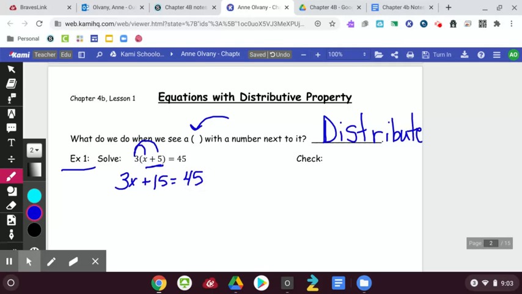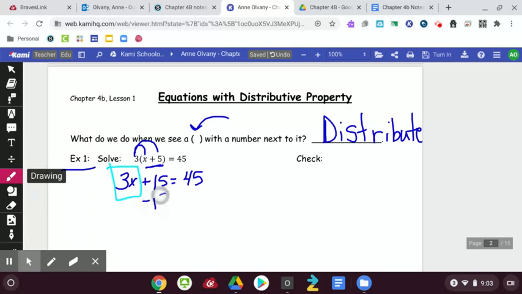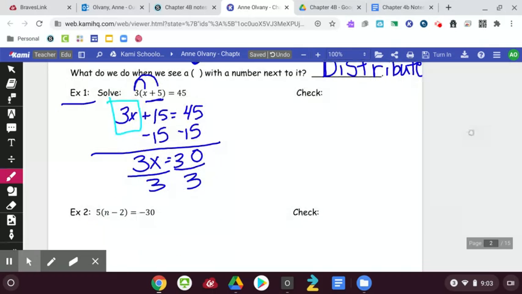And now this is a great reminder of what we were doing before break, because now you're going to solve this two-step equation. I'm going to put a box around my variable. I'm going to do the opposite of what's outside the box. Bring down what's in the box. And last step, divide. X equals 10.